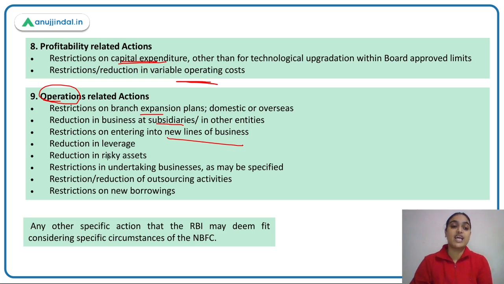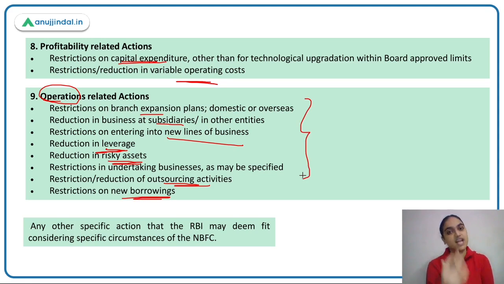आपको वो कह सकते हैं कि आप और रिस्की असेट्स में इन्वेस्ट ना करो, और लीवरेज ना लो, अपनी एक्टिविटीज को आउटसोर्स ना करो, न्यू बोरोइंग्स ना करो. सो दीज आर रिस्ट्रिक्टिंग योर ऑपरेशंस. इसके अलावा आरबीआई को कुछ और फिट लगता है, कुछ और सही लगता है, तो वो एक्शंस भी आरबीआई आपके अगेंस्ट ले सकता है. इफ आरबीआई नीड्स सम अदर एक्शंस नीड टू बी टेकन बेस्ड ऑन द सिचुएशन, देन इट कैन टेक दोज एक्शंस एज वेल.